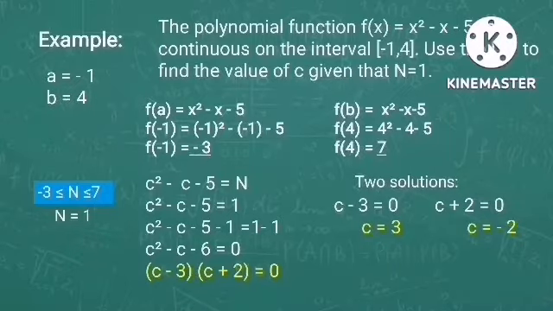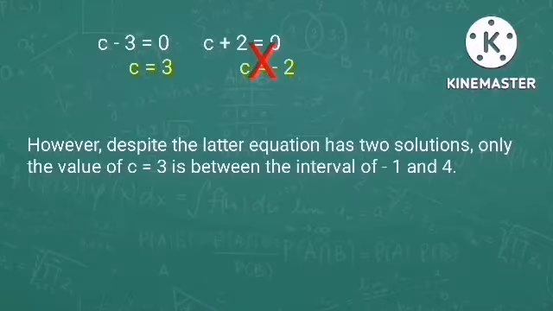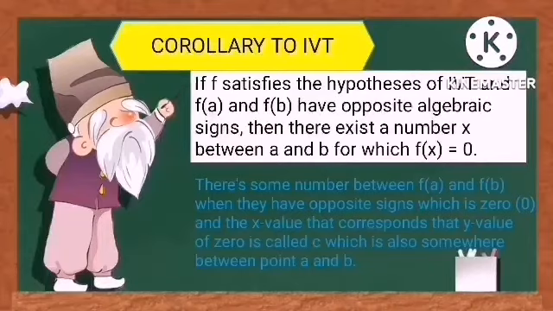We can notice that there are 2 solutions for c in this problem. However, despite the latter equation having 2 solutions, only the value c equals 3 is between the interval of -1 and 4.